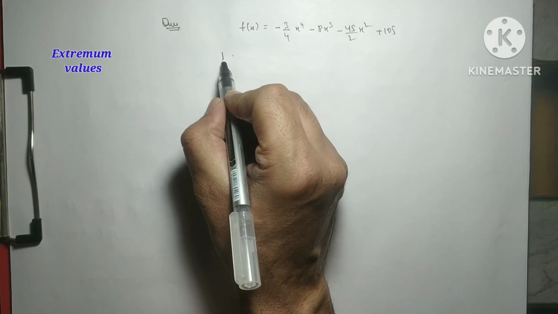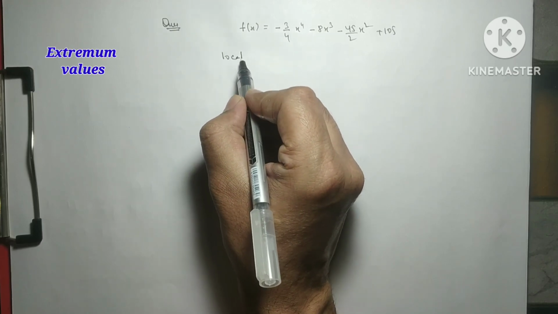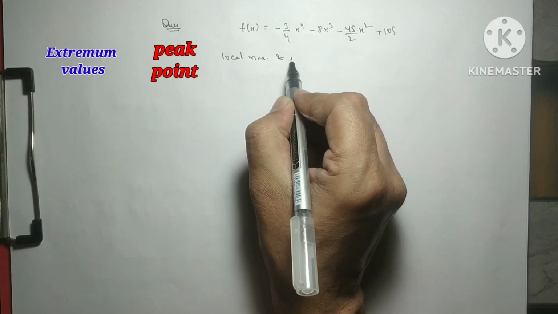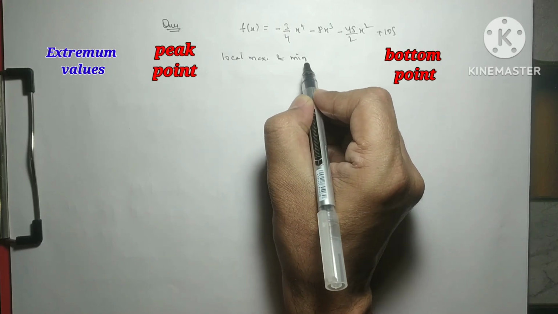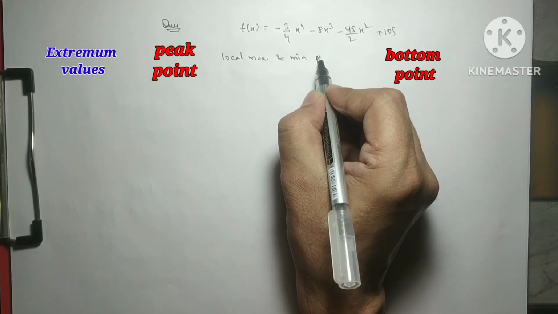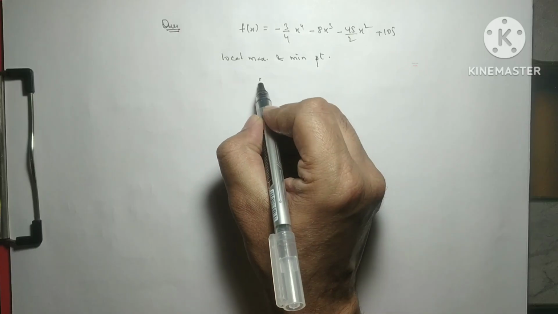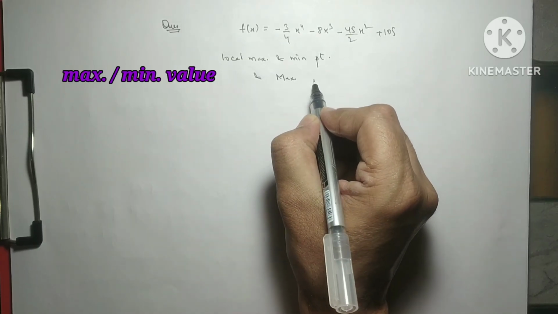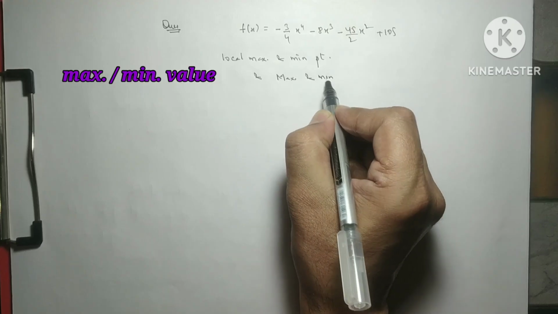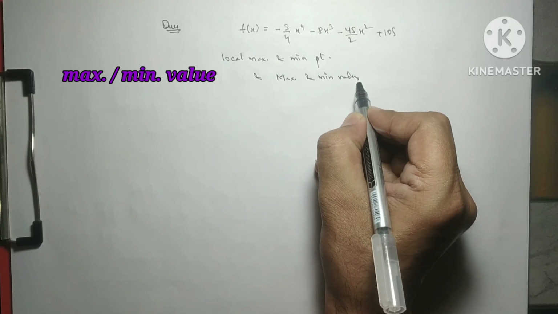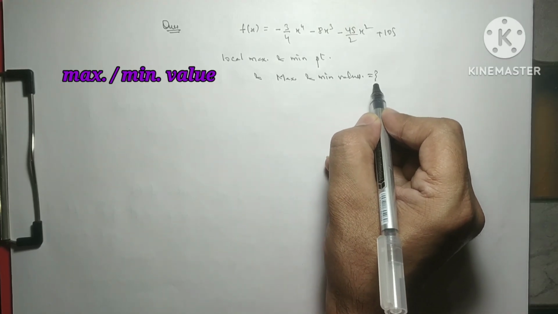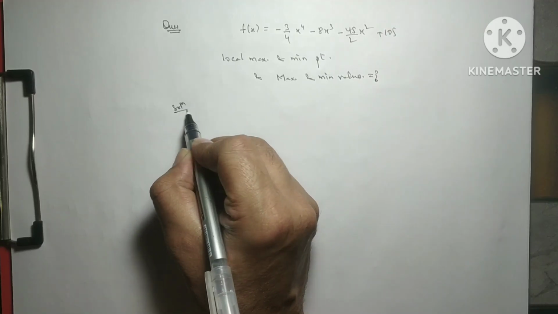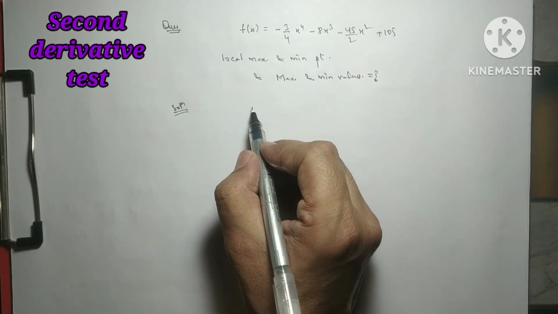So local maximum and minimum, and maximum and minimum values. So we will use the second derivative test.